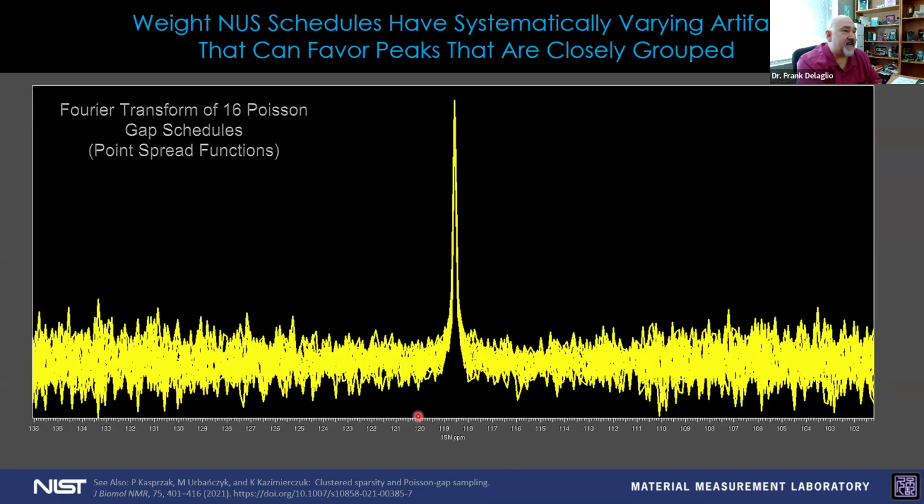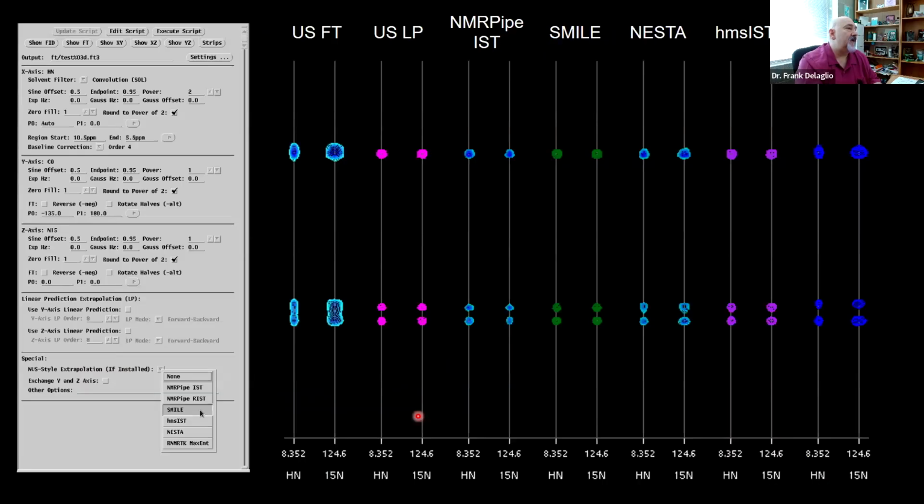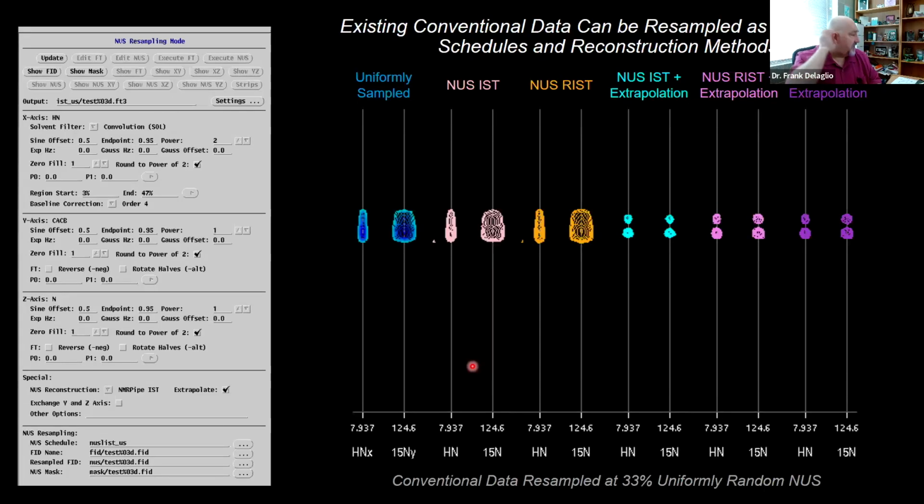So these sampling schedules affect the reconstruction quality not only on the basis of the number of signals that are in the spectrum, but on the basis of how those signals are distributed. Now, that said, all of these methods are relatively easy to apply, and since we can use them to extrapolate data, we can use them on conventional NMR as an alternative to linear prediction. And in the case of non-uniformly sampled data, we can use them in different ways and get beautifully resolved results.